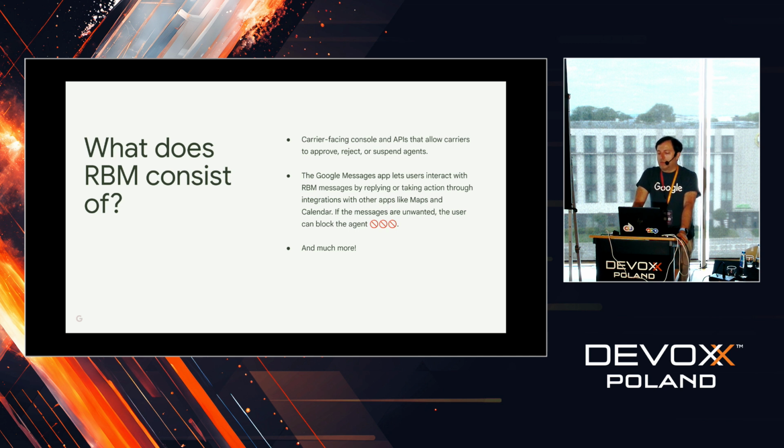So RBM works with carriers, and as I mentioned before, carrier approval is a very important aspect of launching an agent. You cannot really launch an agent without the carriers approving your agent. So we have both consoles and APIs that the carriers can use to approve or reject agents or terminate them if they're live. We also, of course, have the Google Messages app that comes pre-installed with every Android phone.